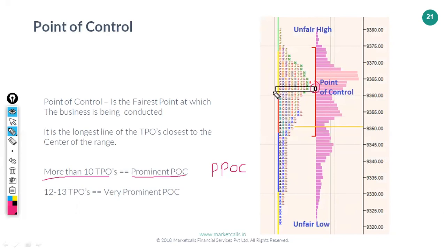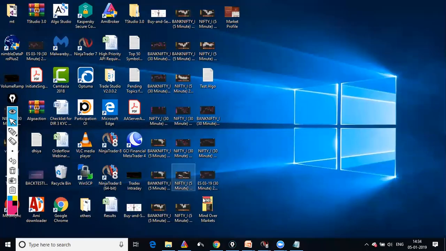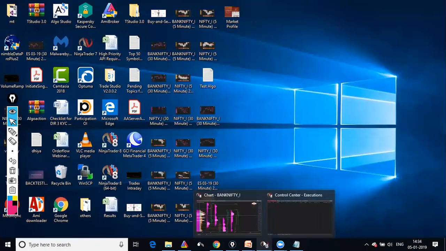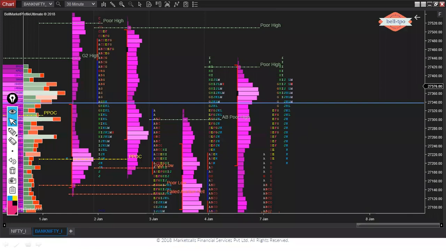That means if more than 10 activity, or more than 11 or 12 activity is happening, that means it's mostly done by the short-term trading community. So the more people engaged over here are mostly short-term traders. It's one of the ways where you will be able to figure out what kind of trading activity is happening over there. So maybe if you look into my Nifty chart, you'll be seeing a lot of prominent point of control levels, which will tell me that I'm dealing with a lot of short-term players over here.